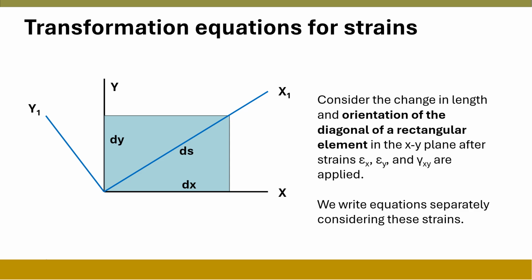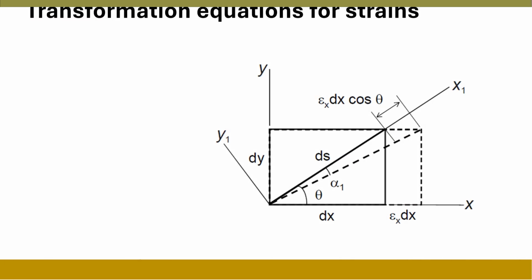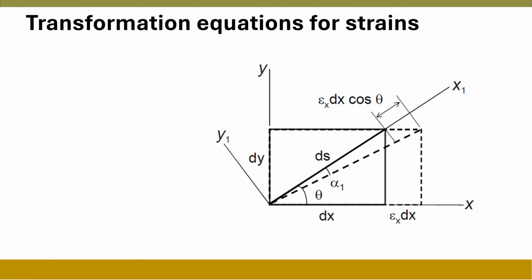Now, we aim to express the normal strains epsilon x1, epsilon y1, and the shear strain gamma x1 y1, which are defined relative to the x1 and y1 axes, in terms of the strains associated with the original axes x and y. We will analyze the deformations in the x, y, and x1 directions in relation to the strains. The figure illustrates the deformation in the x direction and its associated impact on the elongation of the diagonal ds in the x1 direction.